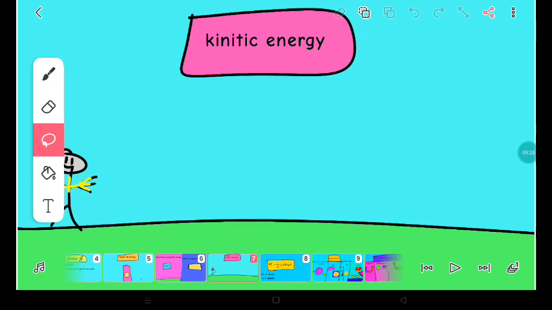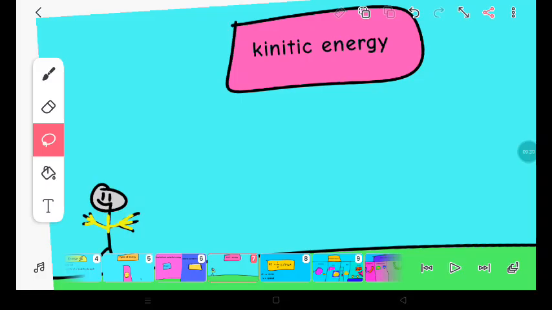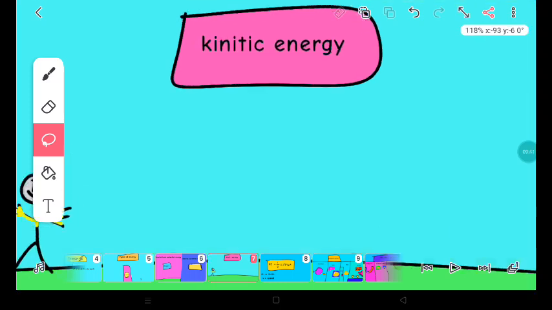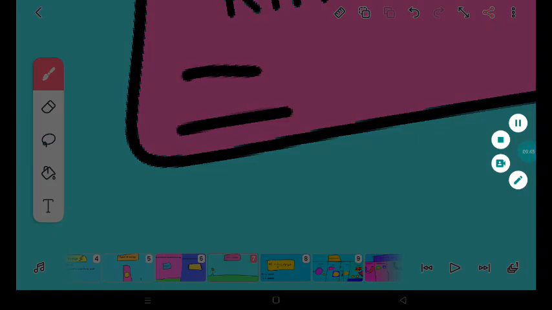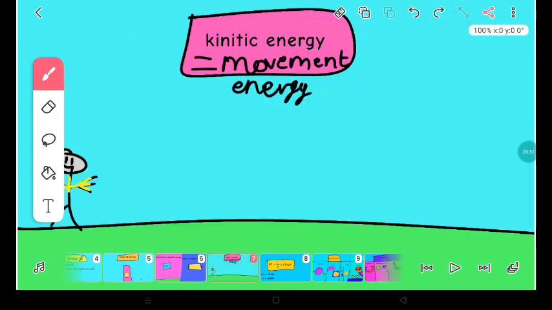Okay guys, so we have to do this fast. Now we're going to be learning what kinetic energy is. Kinetic energy means movement energy. It means the energy which a body has because of its movement. So kinetic energy is movement energy. If you have any doubt, go ask me in the comments.